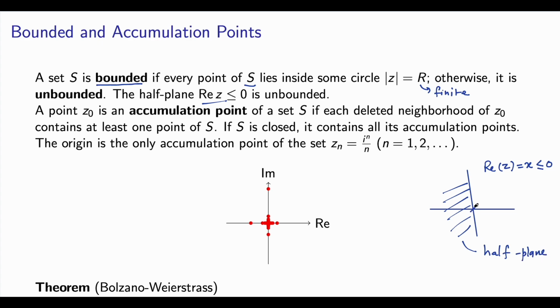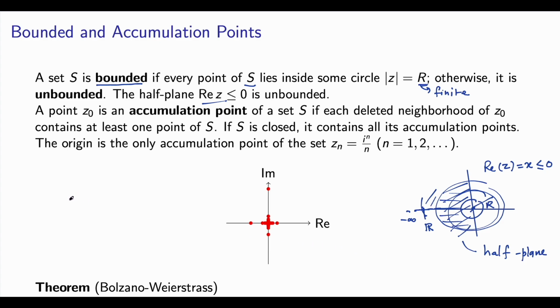So now if I am going to construct a circle, modulus z equal to r, some radius r, I cannot cover this entire half plane because this goes to minus infinity. As long as r is finite, r has to be a finite value, so you cannot cover it with an infinite value. This half plane cannot lie inside this circle. Therefore, this is unbounded.